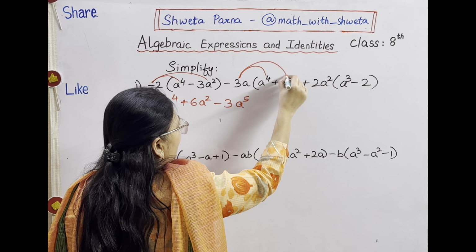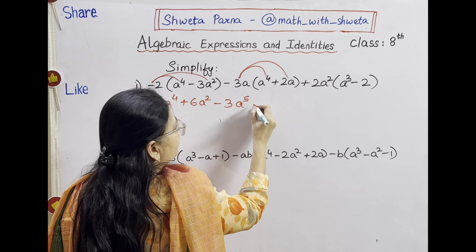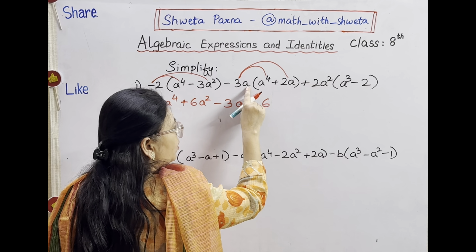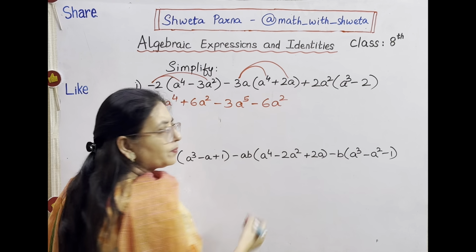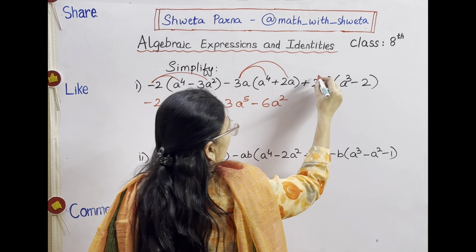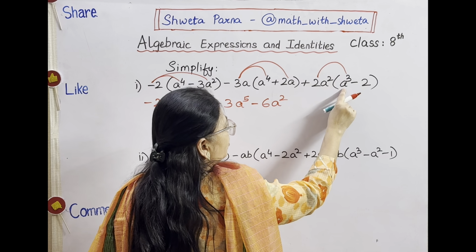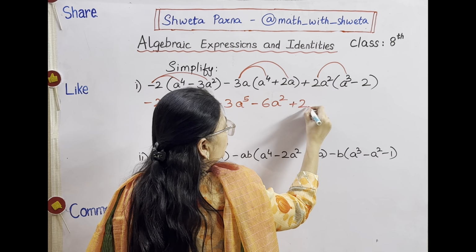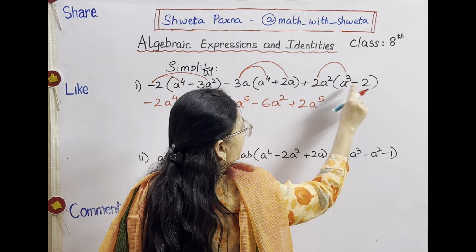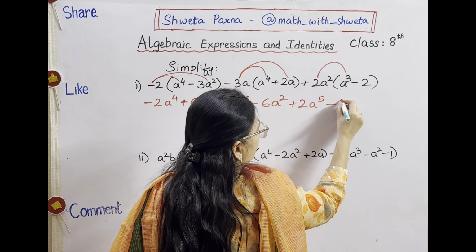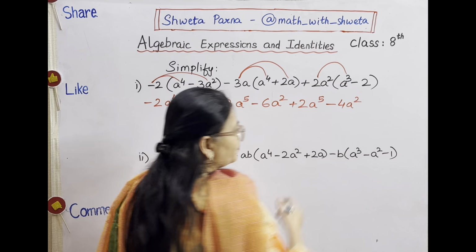Then minus 3 into 2 is minus 6. A to the power 1, a to the power 1 will become a square. Then 2a cube square into a cube will become 2a to the power 2 plus 3 is 5. 2 into minus 2 will become minus 4a square.